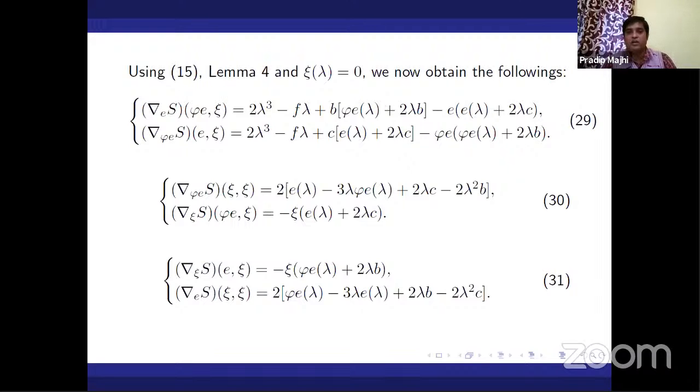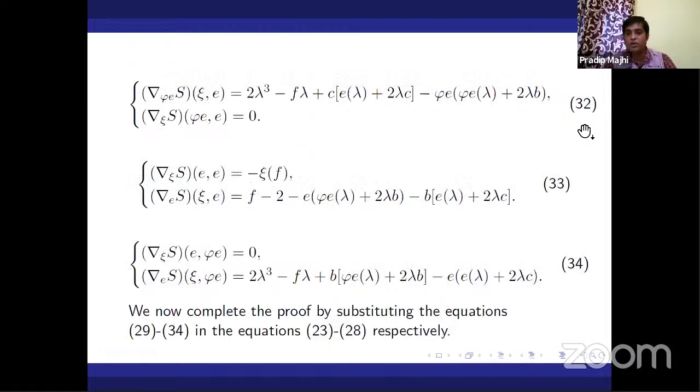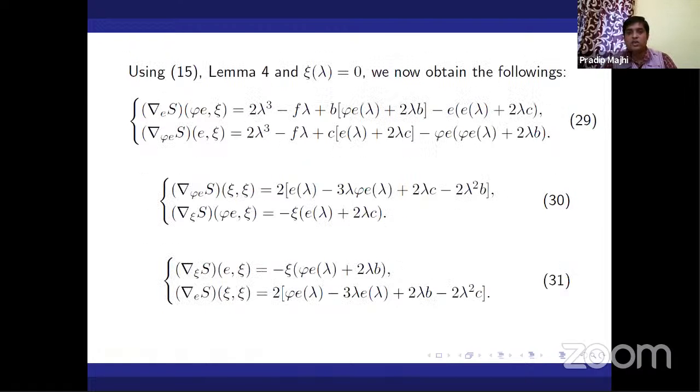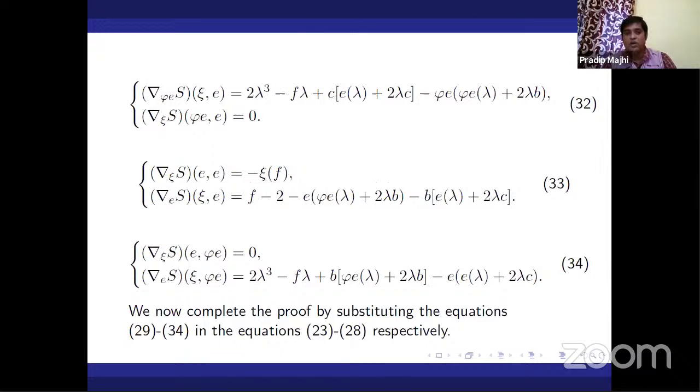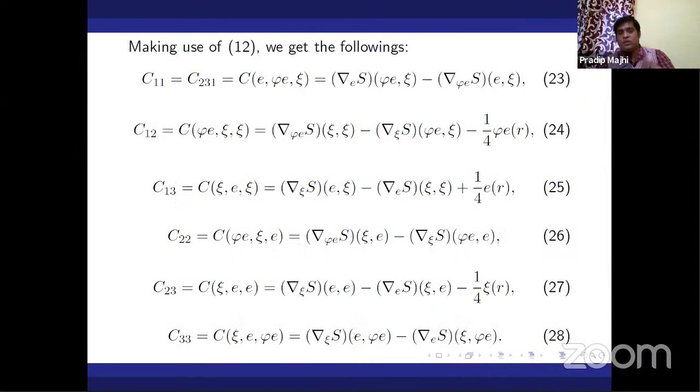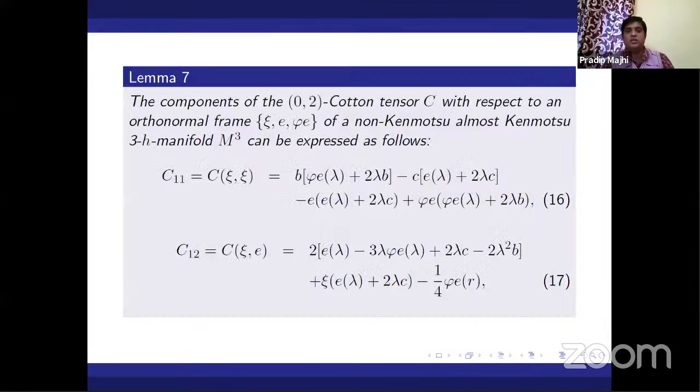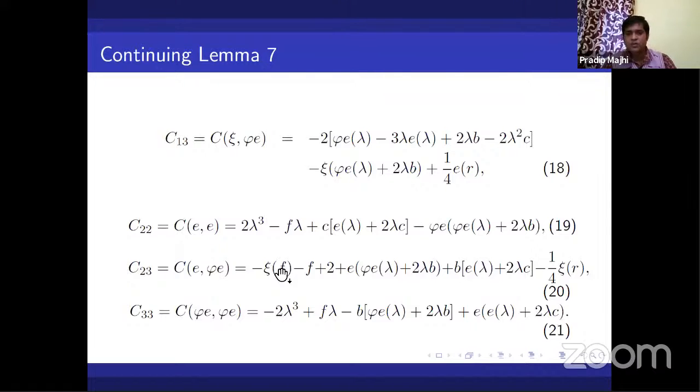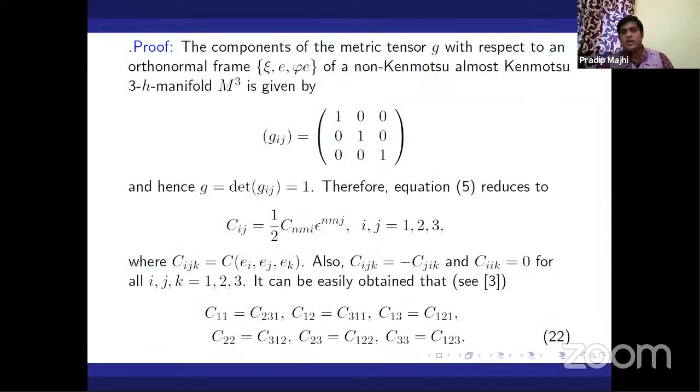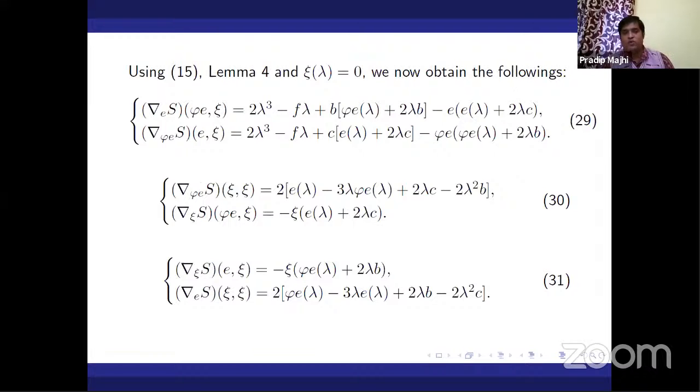After calculating, we have these six pairs of equations from 29 to 34. If we back substitute these six pairs of equations, from 29 to 34, into 23 to 28, we get the explicit expression of the (0,2)-type Cotton tensor, which is in lemma 7. So this is just a sketch of the proof of this lemma.